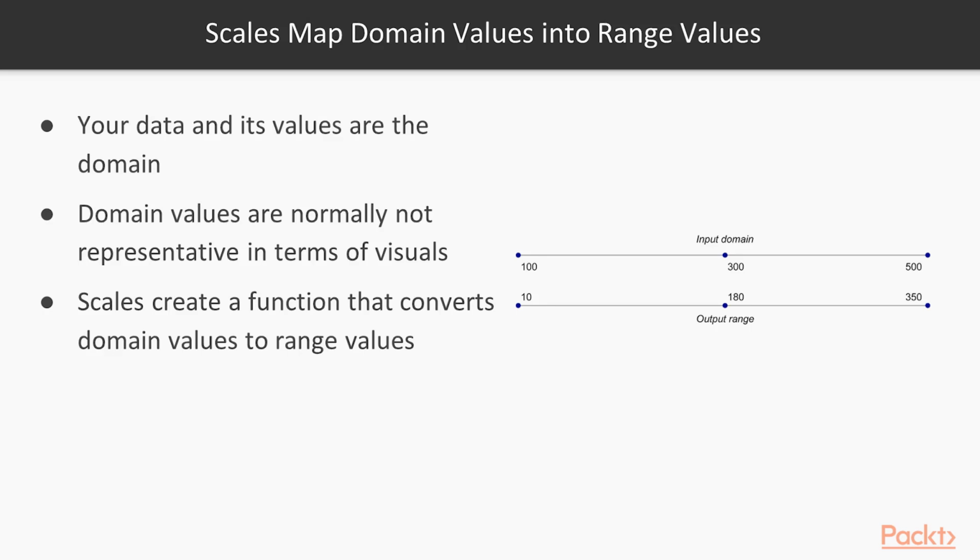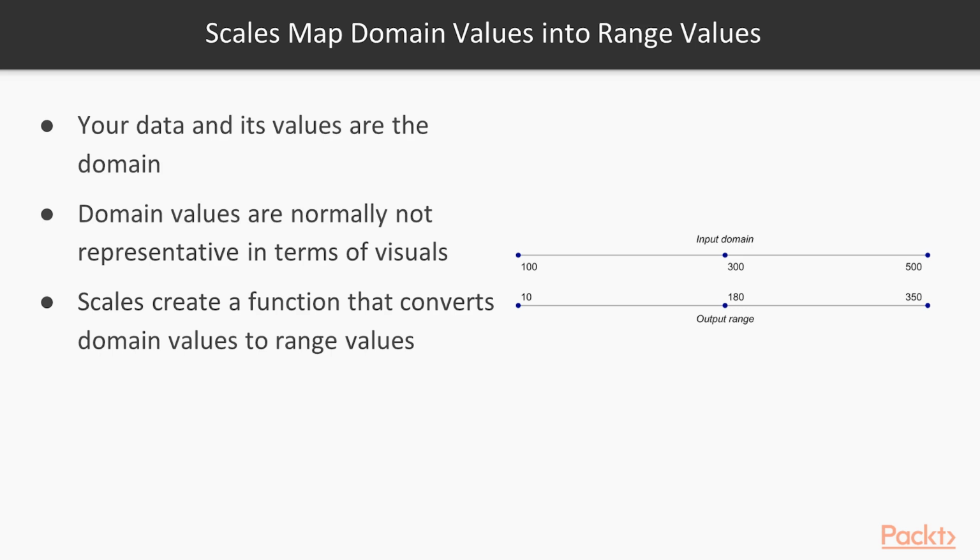The values in your data are referred to as the domain values. Domain values generally never have a direct mapping into what you need to represent them in a visual. Scales give us the ability to convert those domain values into range values. Range values will often represent things such as the x and y position, size of elements, and the colors.